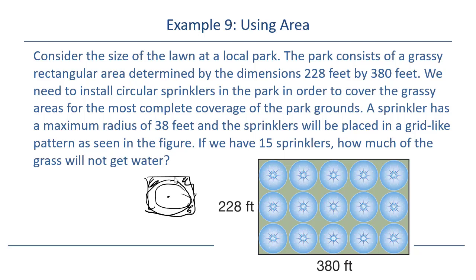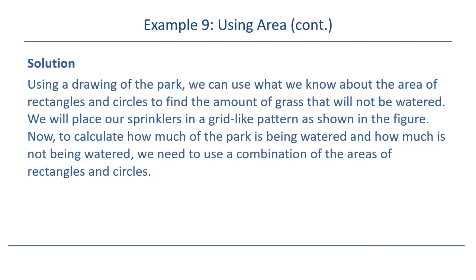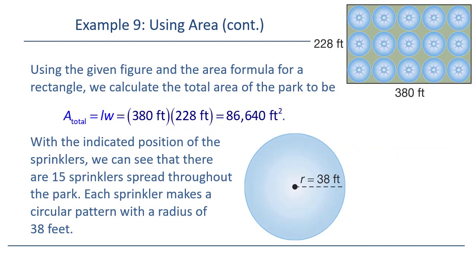I can find the area of each circle. I can find the area of the rectangle. I can multiply the area of the circle times how many I have, which is 15 of them. And then I can basically just do the difference between those areas. That's all I have to do. And once you've drawn that picture, you can figure that out. So first thing we can do, find the area of the rectangle nice and easily. 228 times 380, get this area.